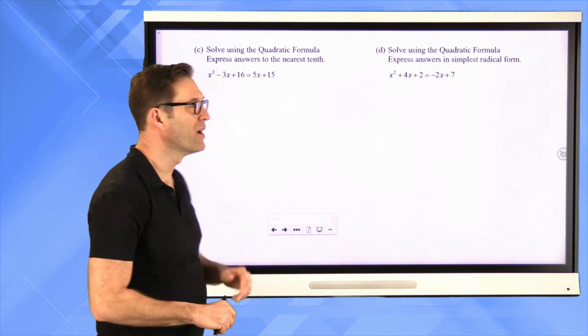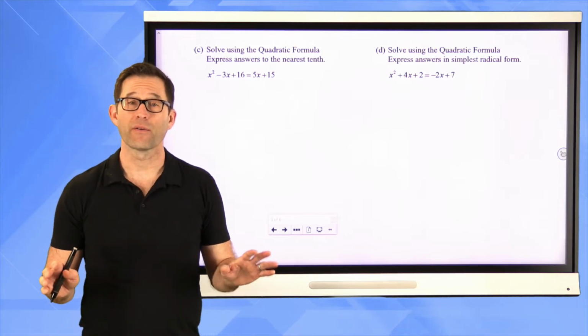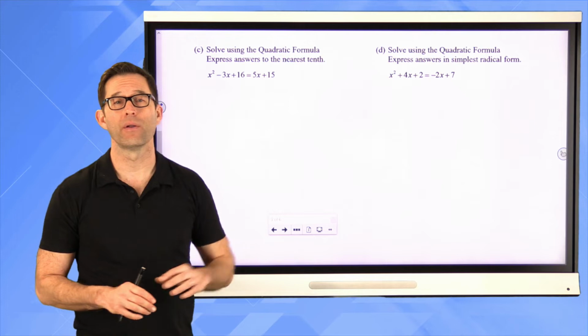Now let's get a little work with the quadratic formula. All right, here we go, letter C. Solve using the quadratic formula. Express your answers to the nearest tenth. All right, awesome. Now with the quadratic formula, you have to have it all equal to 0.